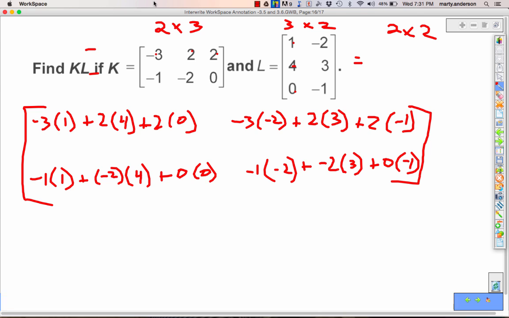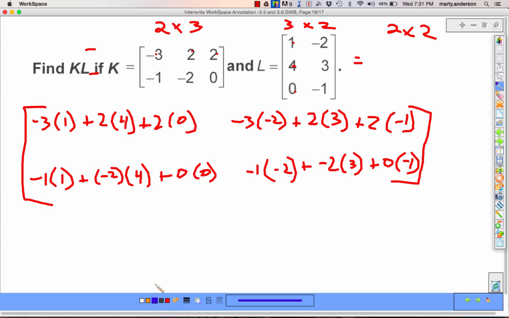Now, you can see some things happening here. You can see negative 3, 2, 2 matches the first row, and 1, 4, 0 matches the first column. So that stuff does match up. It's very systematic. If you follow the system, you'll be good to go.